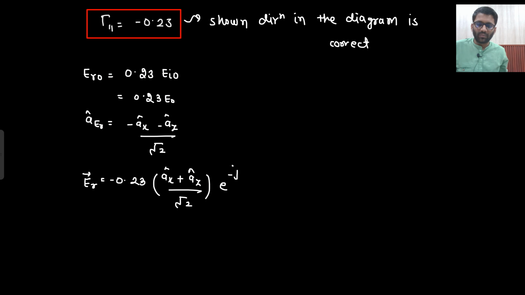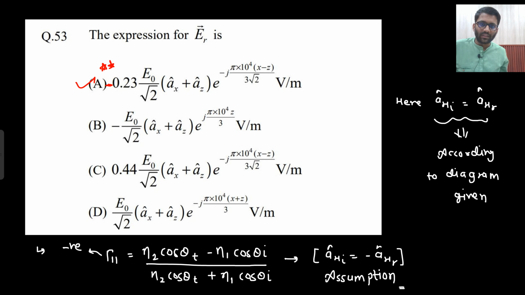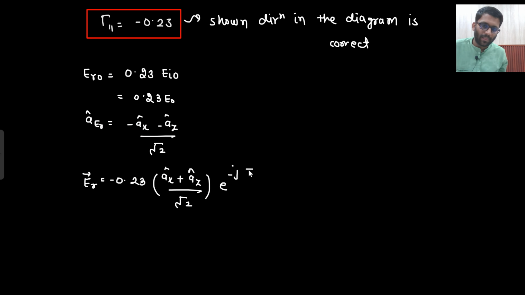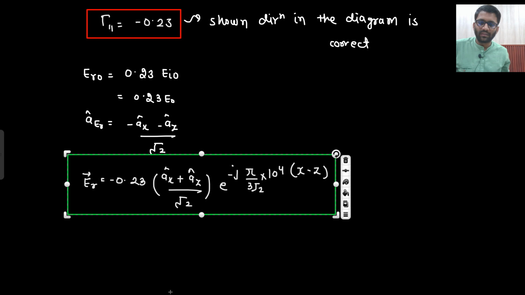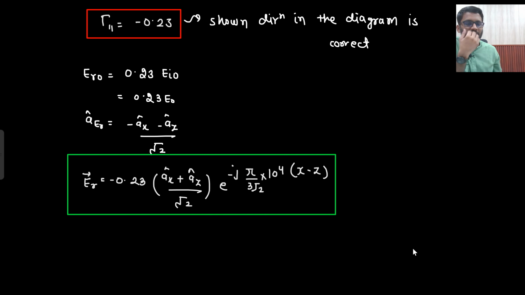Okay. So what would be the answer? Pi by 3 under root 2 into 10 to the power 4, so plus x and minus z. X minus z. So that would be the answer. Are you able to understand this point, how I am saying that the negative sign would come? You could have done this on your own because we have studied it. What did I say? The beta value is not changing. If the beta value is not changing, then you just need to see the direction.